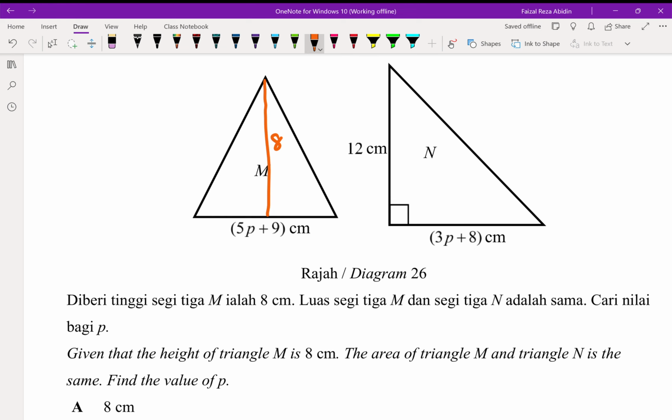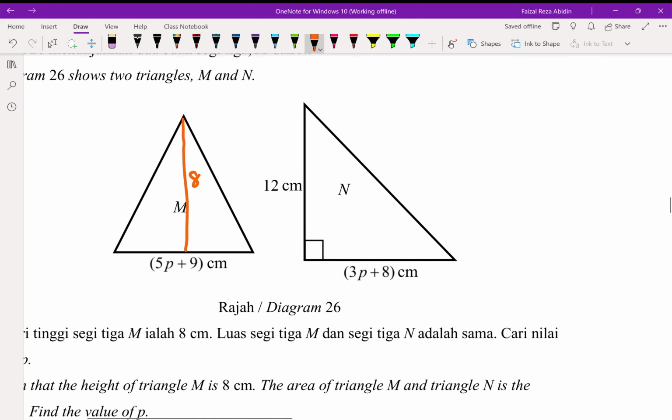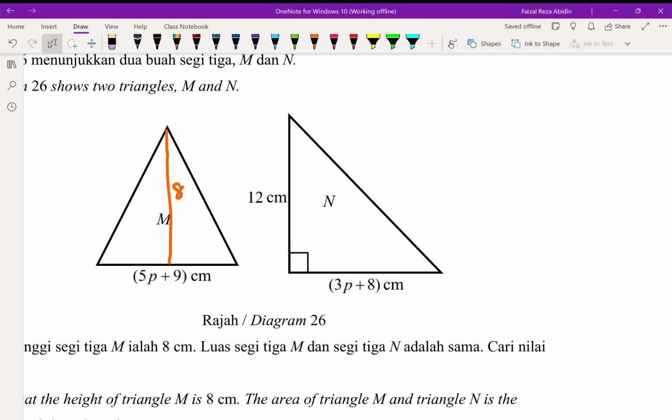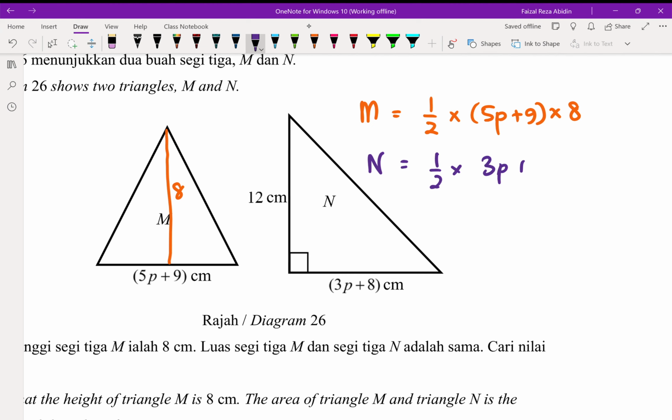Dia dah bagi tahu dah. Sama. So, how to get area, girls? 1 over 2 times height times lebar. Times the base. Tapak. 1 over 2 times the base, which is 5p plus 9, times the height. That's for our m. For our n, you are going to get 1 over 2 times 3p plus 8 times 12. Am I right?